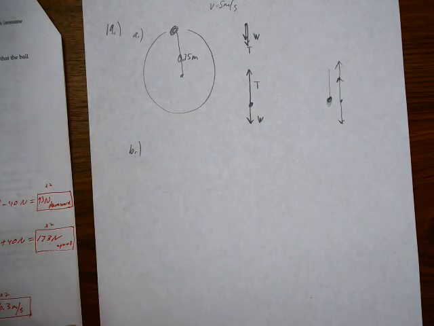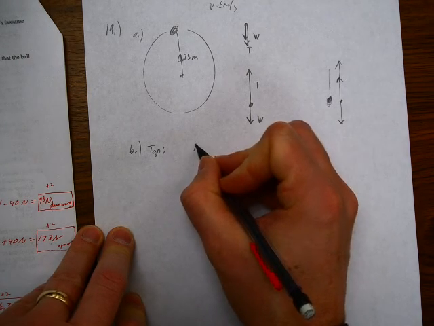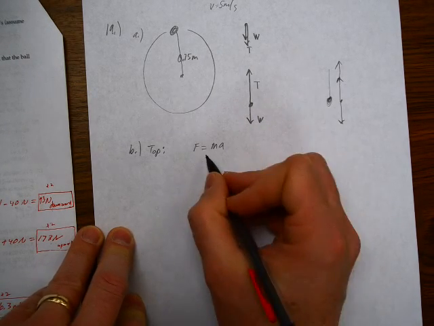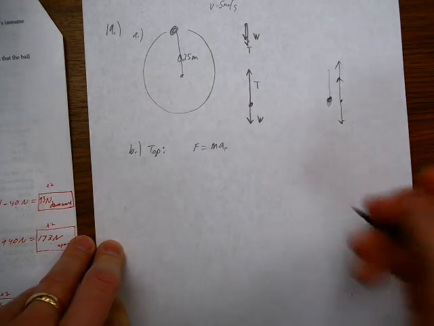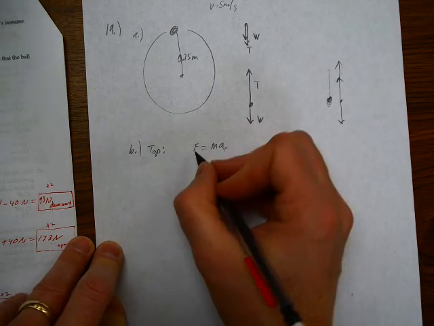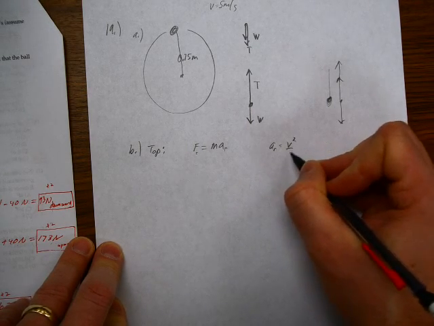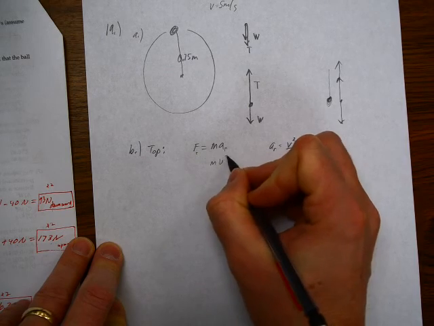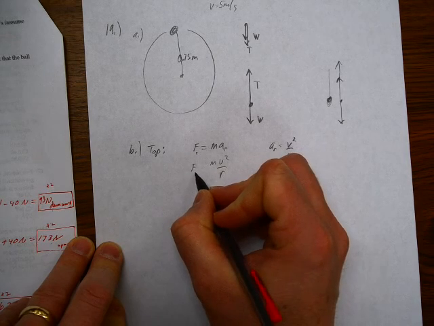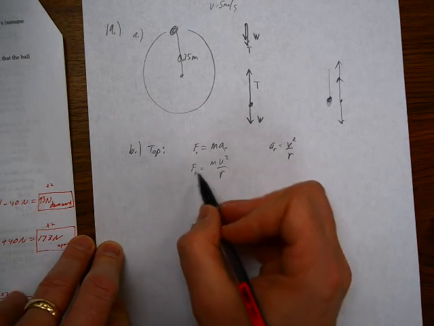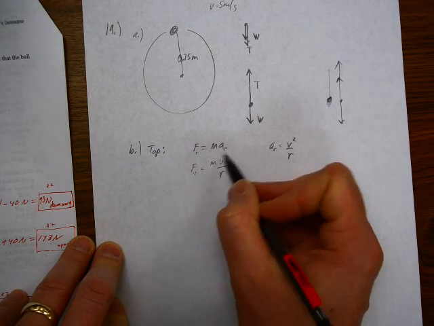Part B, what is the tension in the cord when it's at the top? So I start with force equals mass times acceleration. And it's radial acceleration because it's not slowing down or speeding up, it's just turning. So you can think of that as a radial force, and I know that is v squared over r. So when I put that in here, I get this. That's generically, I need an inward force to make a mass move at a certain velocity on a certain radius of turn.